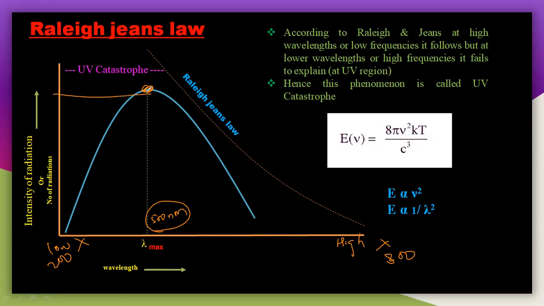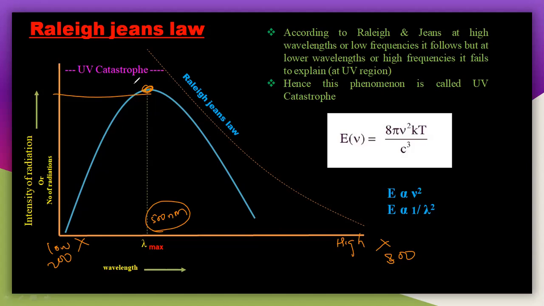So the energy is maximum here, the number of radiations are very high at that particular 500 nanometers. So that is called the lambda max here. So according to Rayleigh and James Jeans, he told that energy should increase on decreasing wavelength. But here at high wavelengths it is satisfied, but at lower wavelengths this law completely fails here. So he didn't know why it is happening here.